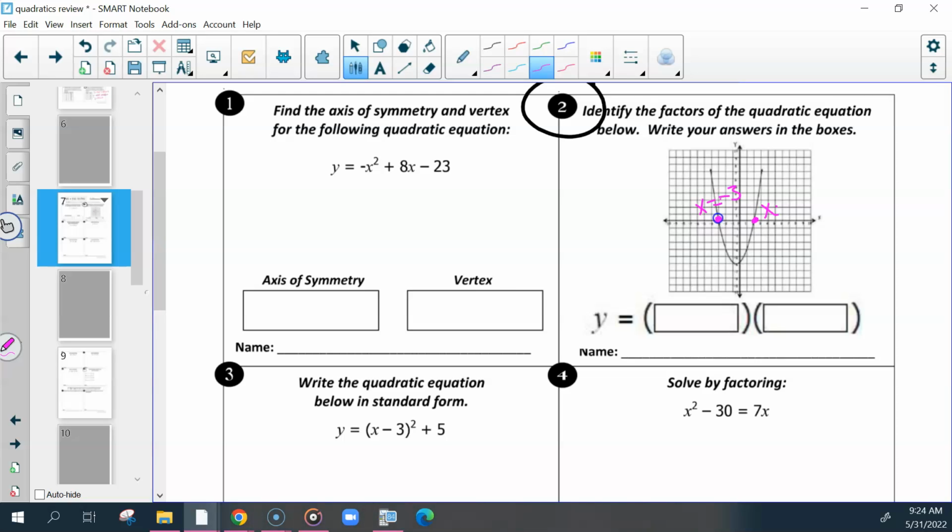-3 and 2. Then to write them as factored form, we need to write them as opposites. Instead of -3, it would be x plus 3. Instead of 2, it would be x minus 2. You could double check that by multiplying it out.